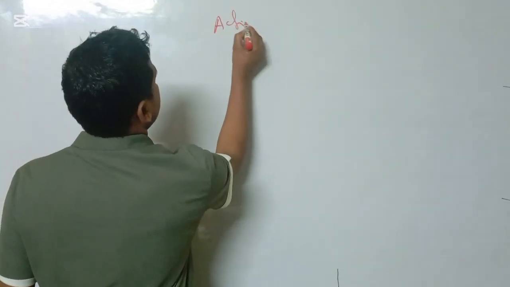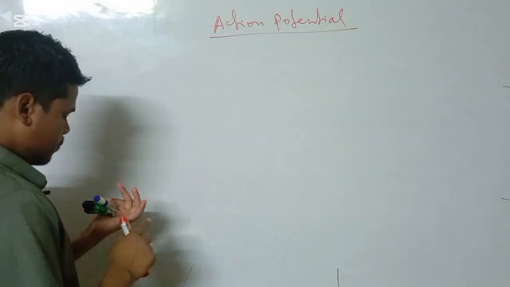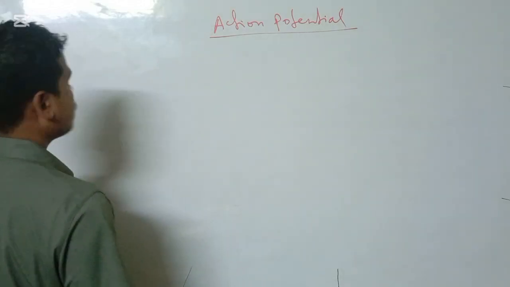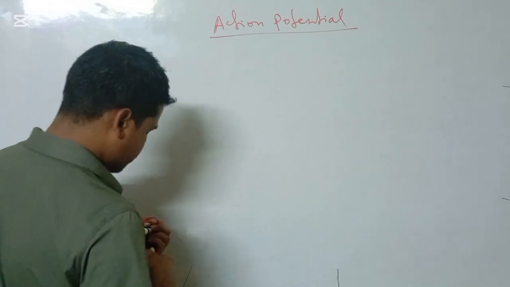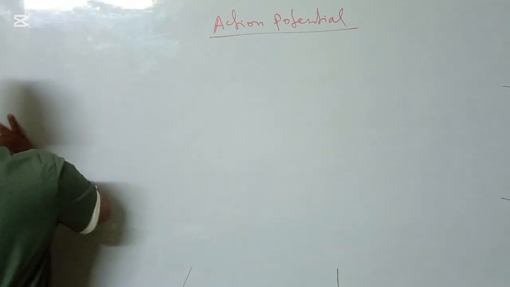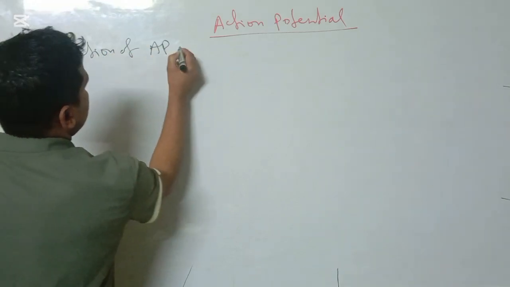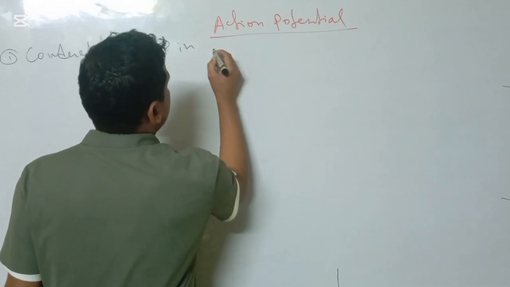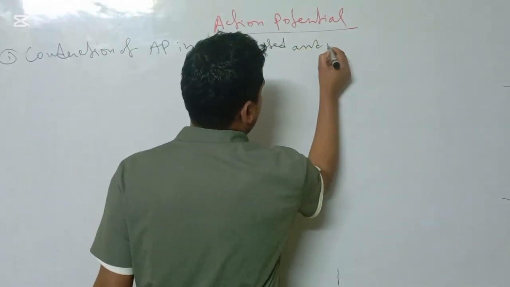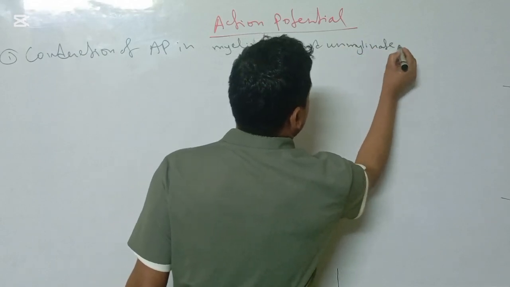Action potential. We have talked about it in detail in part 1 and part 2 of the lecture. Now let's see the conduction of the action potential in myelinated and non-myelinated nerve fiber.